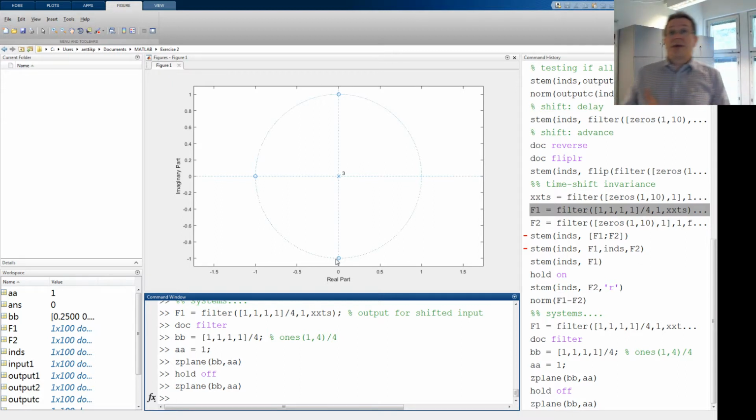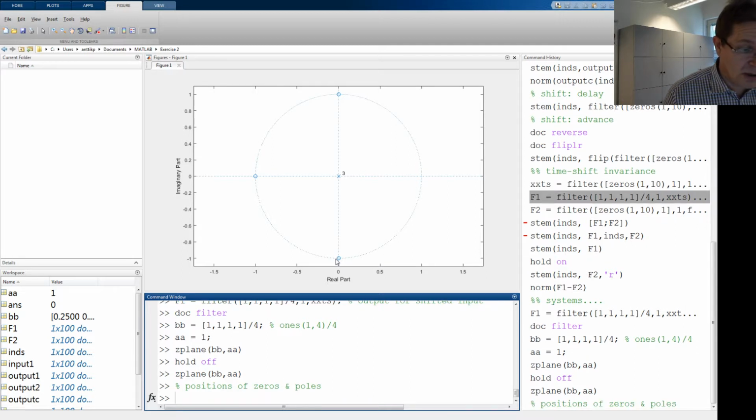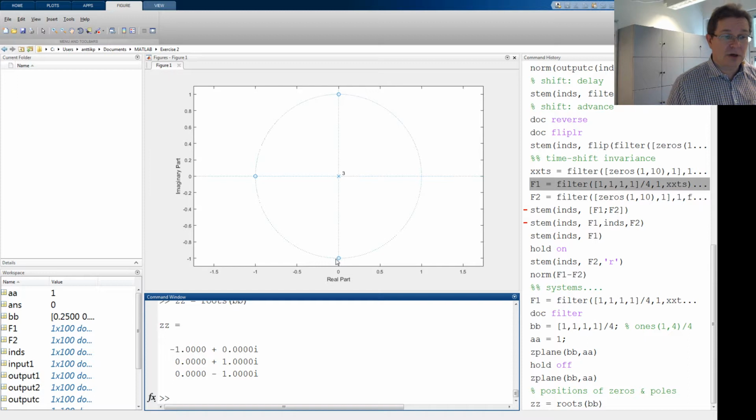If you want to know the exact locations as a vector, so positions of zeros and poles, ZZ equals roots of BB. Okay, those are the points: 1 plus 0i, 0 plus 1i, 0 plus minus 1i.